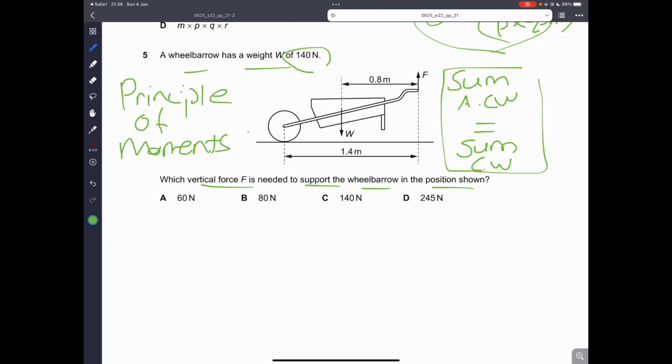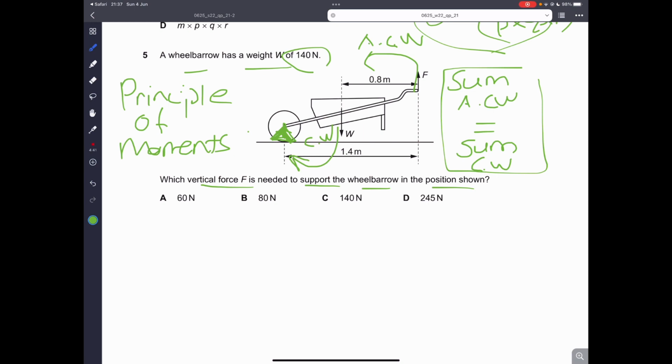Now we have to figure out W, the weight. Firstly we have to figure out the pivot. The pivot here is the wheel, and because W is going in this way, this is the clockwise moment. For F, however, it is going in the other direction, therefore this is the anti-clockwise moment. The anti-clockwise moment and the clockwise moment have to be equal for it to be at equilibrium. And so here we can just calculate it using this.